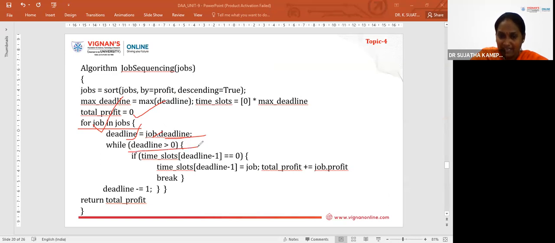While deadline is greater than 0, if time slots of deadline minus 1 is equal to 0, then we assign that job, the total profit is updated, and we break the process. Otherwise, we decrement the deadline value by 1. Again, we are checking whether that slot is filled or not.